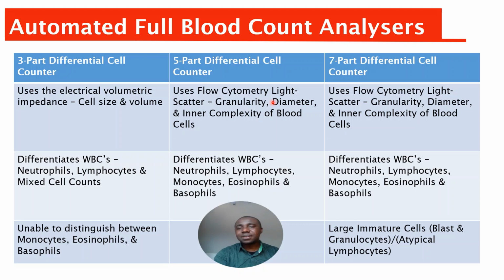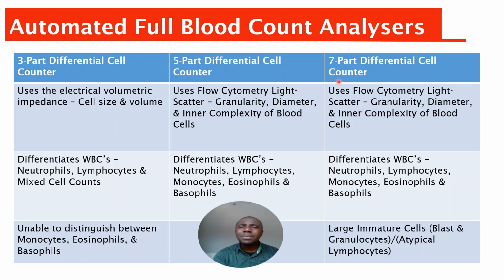Now there's the 5 parts. Most of the 5 parts, in addition to maybe this very impedance we've used, can also use flow cytometry, light scatter, where they are able to determine the cells, looking at granularity, diameter, and inner complexity of the blood cells, okay. Then they are able to differentiate each of the white cells, okay.